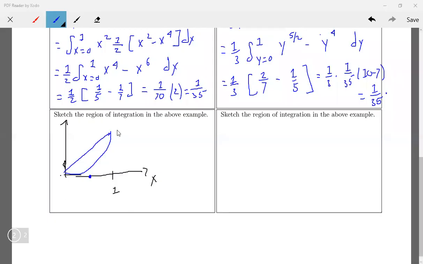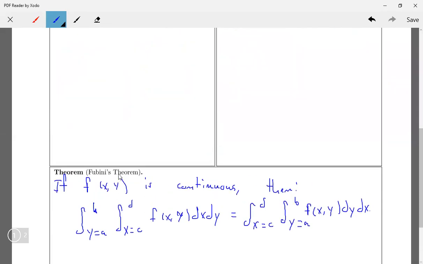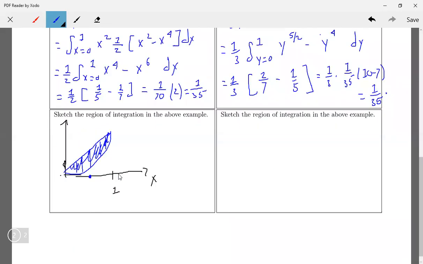Okay, so now what we're saying is for every fixed value of x, we're going to go from y is equal to x squared to y is equal to x. And x is going to go from 0 to 1. So this is the region that we're integrating over for the integral on the left.